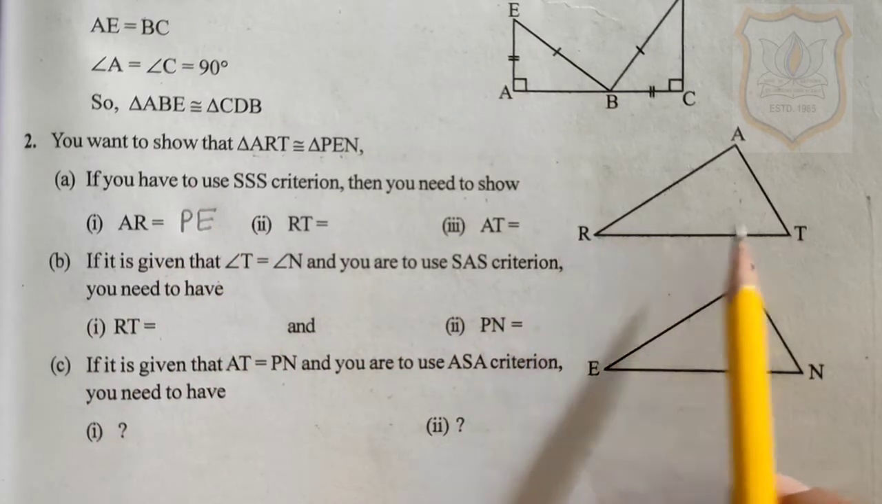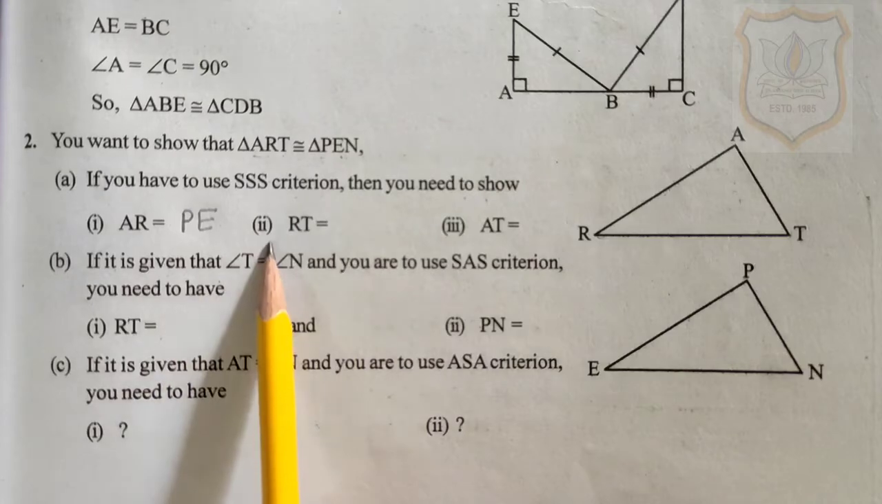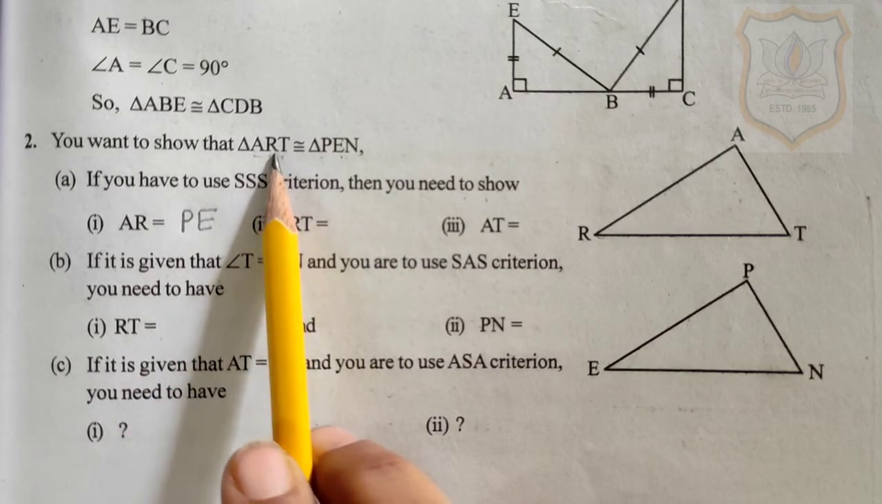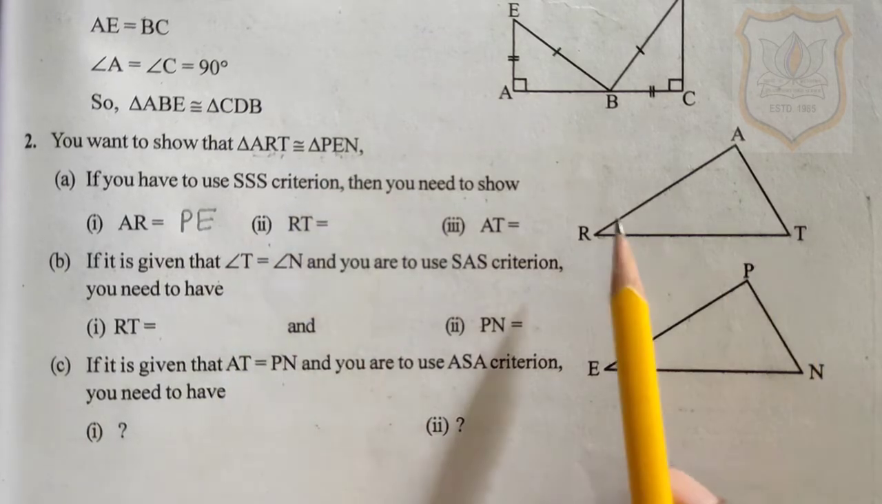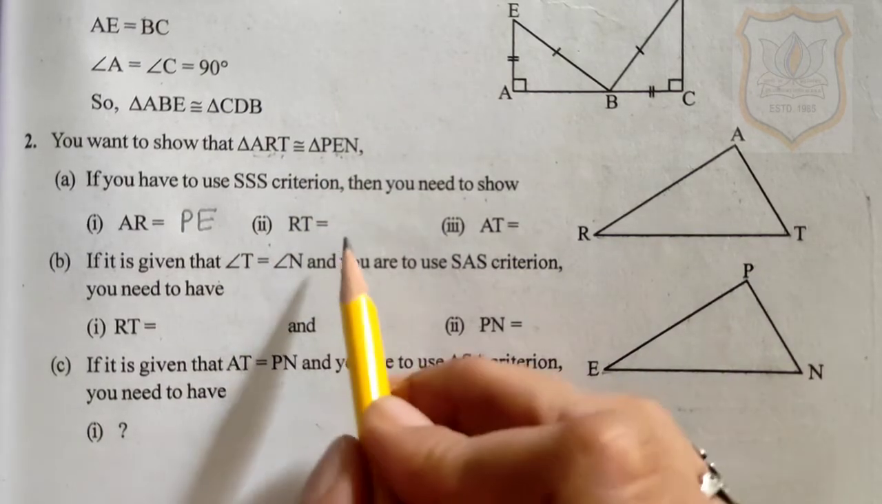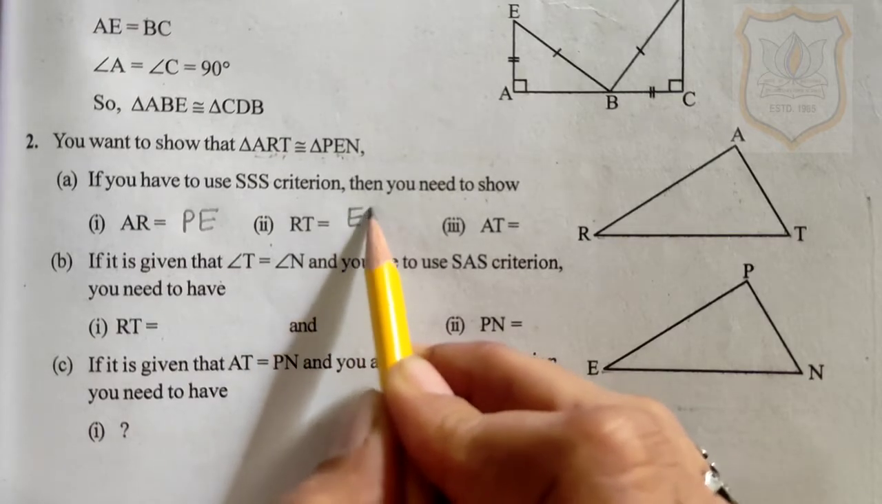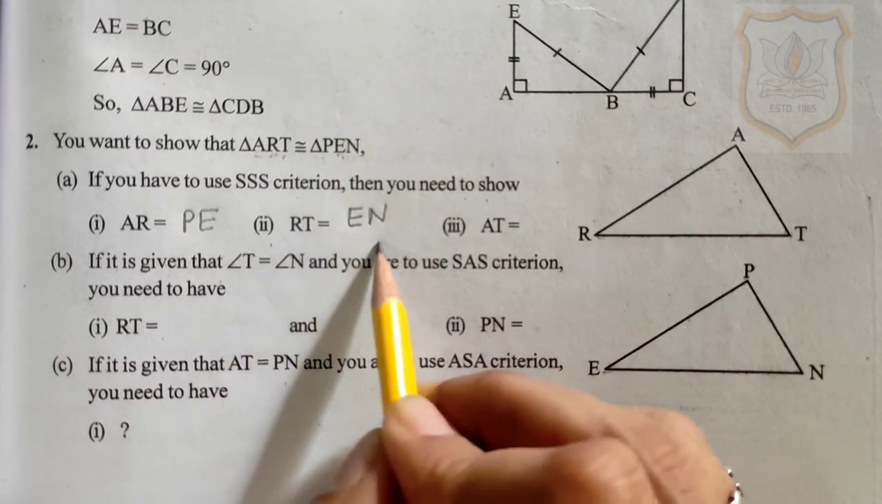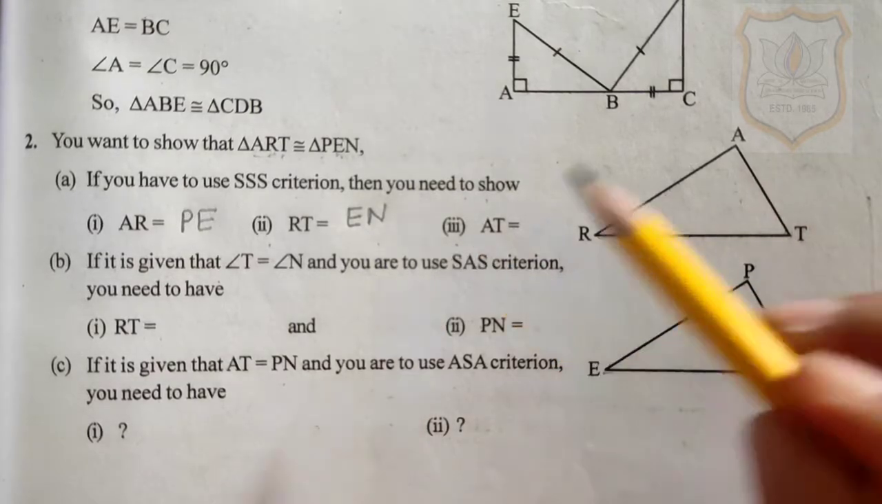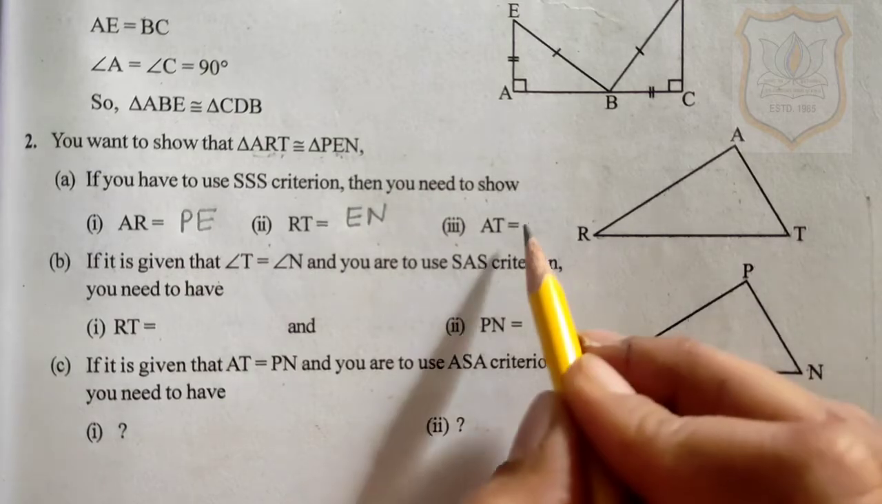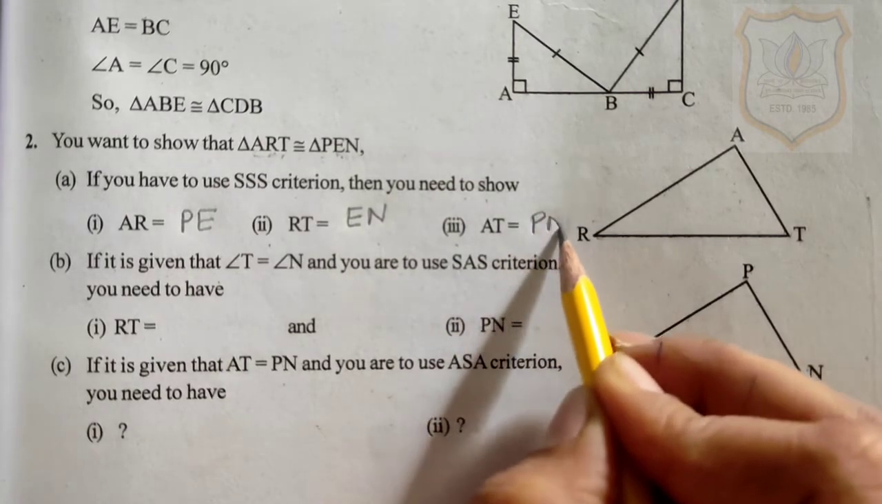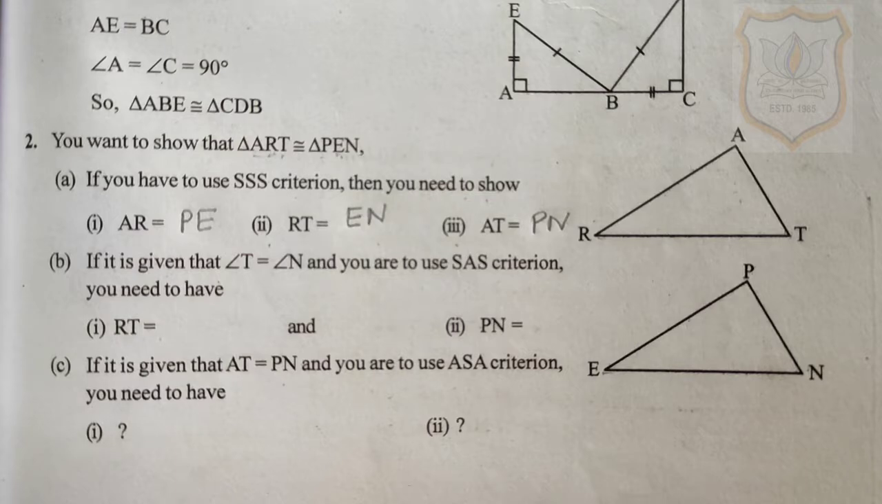Now RT side is equal to, here RT is written, so if RT is written here, then we will use the side EN. Then RT is equal to side EN. So here we will write the answer EN. RT side is equal to side EN. Now in third part, AT is equal to PN. AT is equal to side PN. In this way we have to use the criterion SSS and show which side is equal to which side.